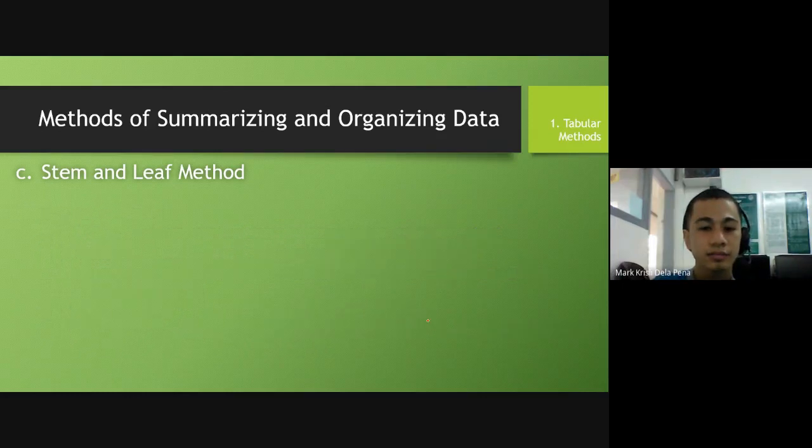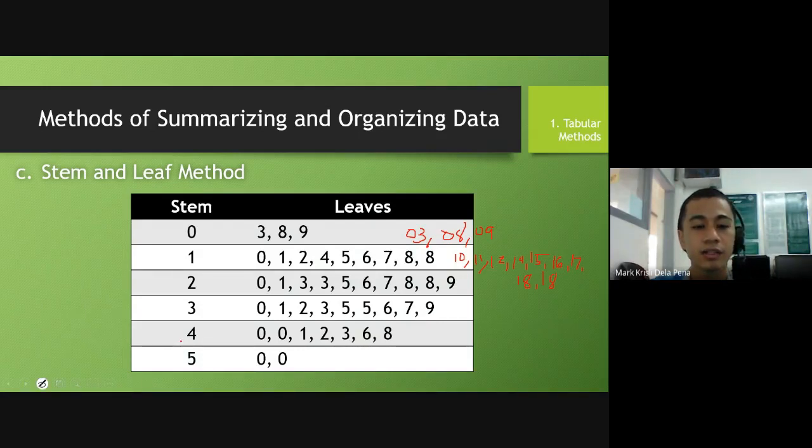For example, if I say that my key is that the leaves are decimal values, meaning one decimal place, then I would interpret this as 0.3, 0.8, and 0.9. Then the next row will be 1.0, 1.1, and 1.2, and so on. So again, you have to provide a key. By default, if there are no keys found, then these are interpreted as whole numbers.